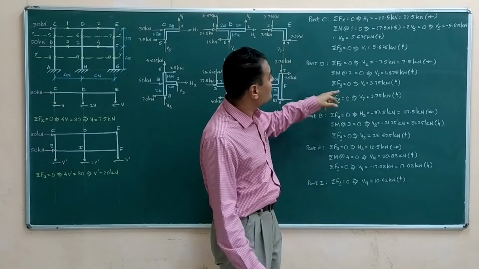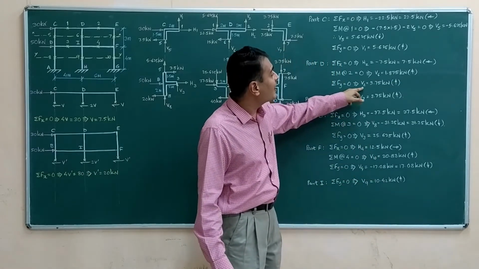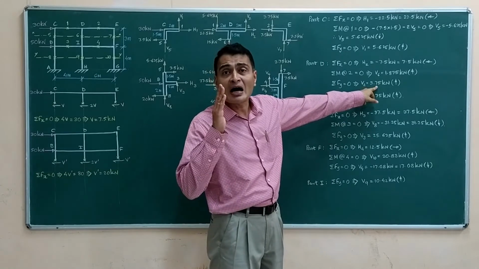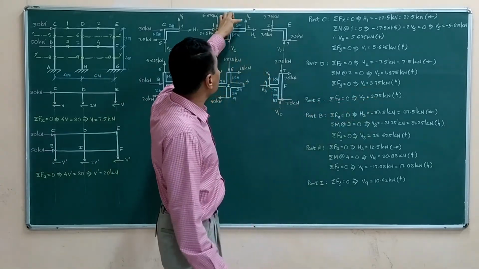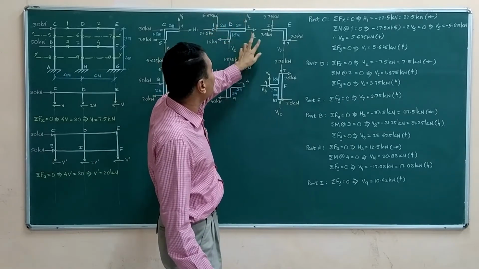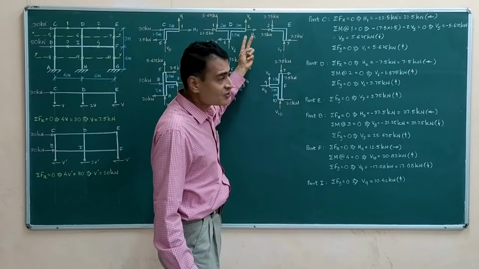And then I apply sigma Fy equal to 0. I am getting V2 is equal to 3.75 kilonewtons. Again a positive answer, means this upwards is correct. So this was correct, this was correct. This I reversed in my calculations.